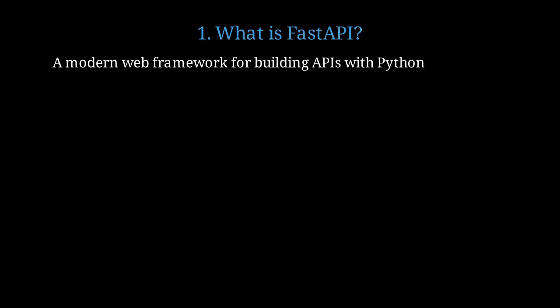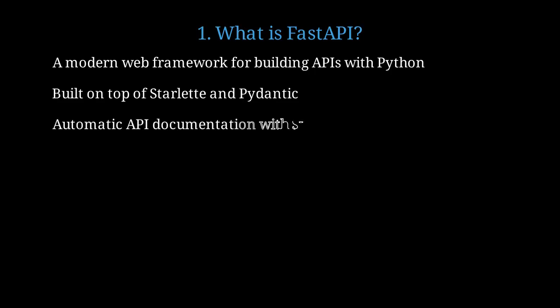Let's start by understanding what FastAPI is and why it's become so popular. FastAPI is a modern web framework specifically designed for building APIs with Python in a fast and efficient way. It's built on top of Starlette for the web parts and Pydantic for data validation, combining their strengths.